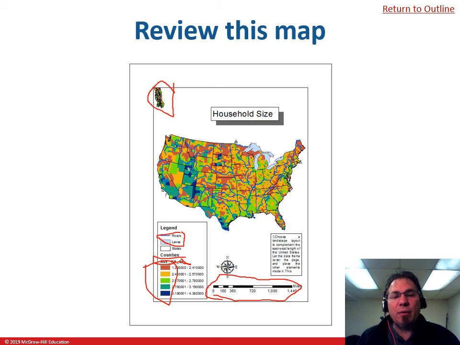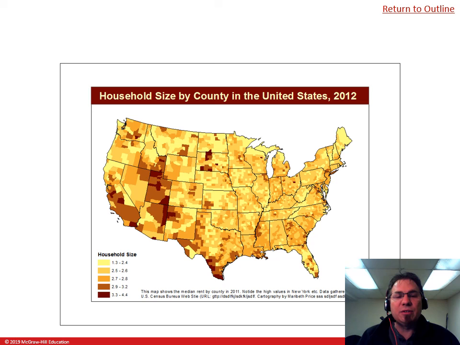You don't need the lakes. You don't need the rivers. You got to change that. And then you have all these extra zeros here. So this is what they changed it to. This is much cleaner, obviously.